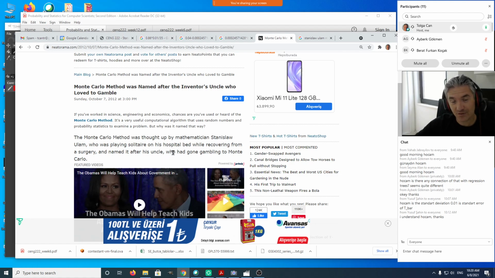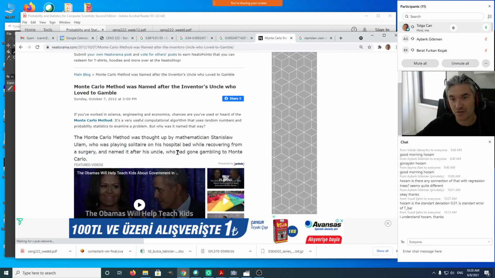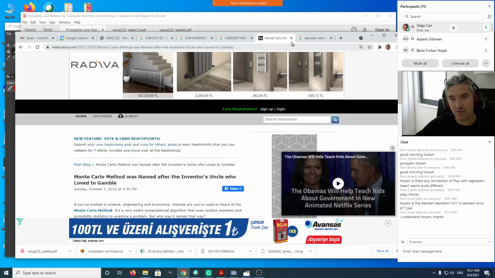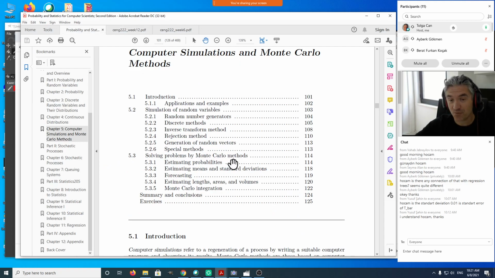When he tried to solve this analytically, he saw that it's really difficult to mathematically give an equation for this solitaire problem. So what he did was, okay, why don't I play solitaire maybe 1,000 times? The ratio of solitaire games that are solved may tell us the probability directly, or at least an approximation of that probability. So this is the idea.